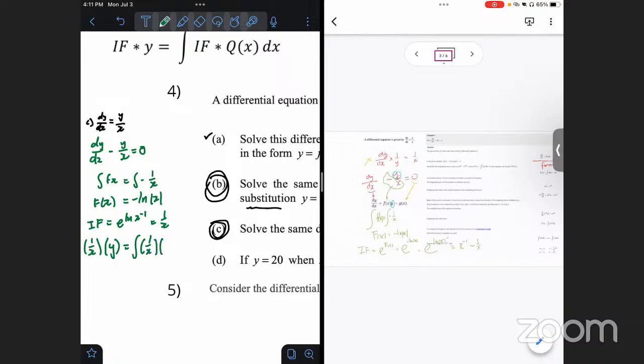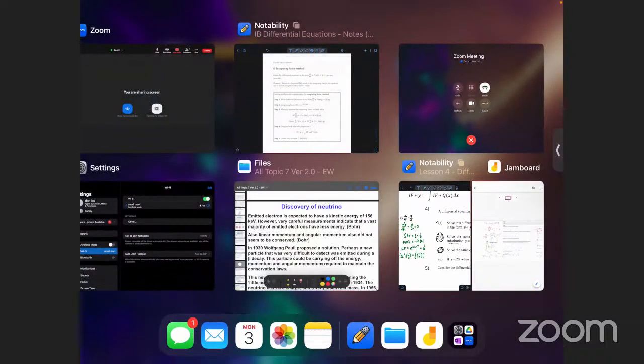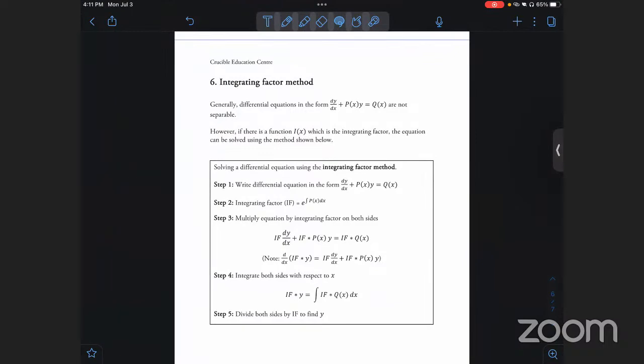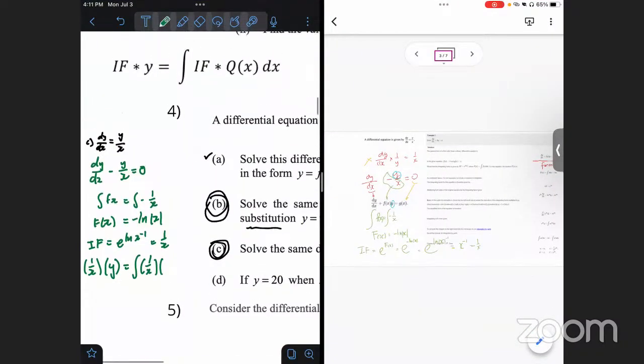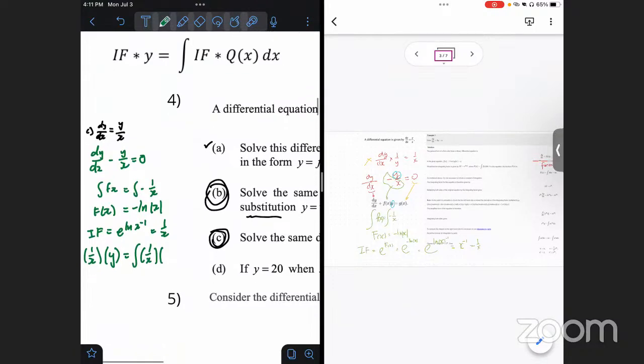Now QX is... Oh, you have a shortcut there. Okay, okay. You can do the shortcut. I still have to do the long way.